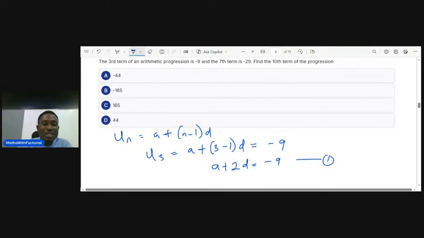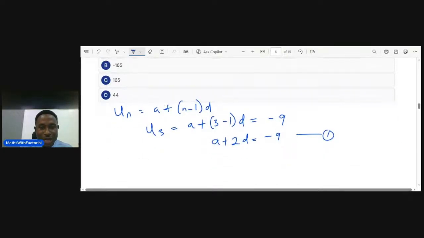So this is our first expression. In mathematics, what problem is simple? I love word problems. Any question that deals with a word problem, I always love, because I'm just reading the question and interpreting it. The third term of an arithmetic progression is minus 9. This is the expression. That English that they just told us, this is what it means: A plus 2D equals minus 9. And the seventh term is minus 29. The same way we did this.